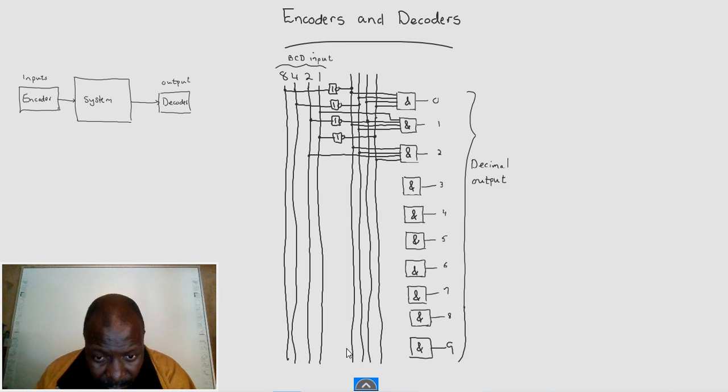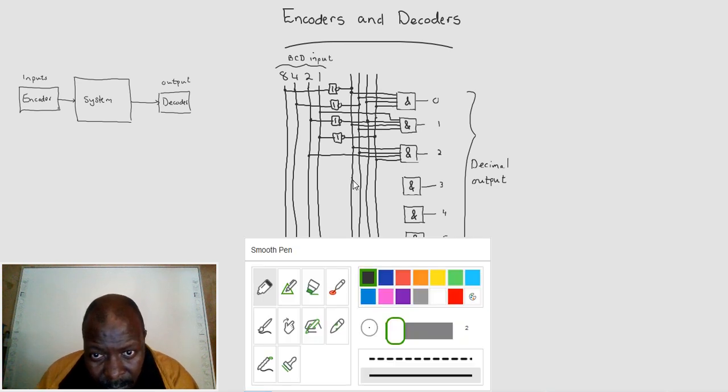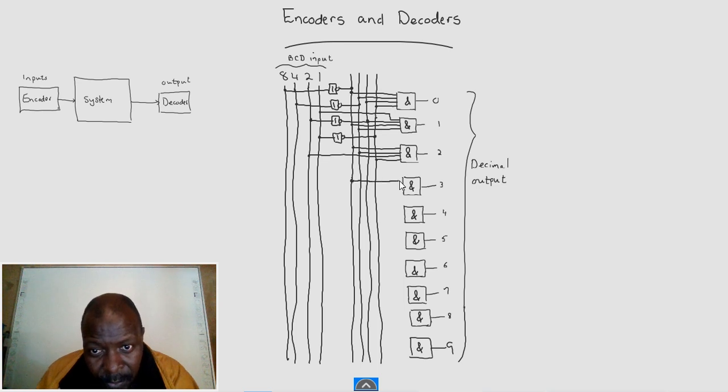Alright, so now 3 would obviously be 2 and 1. The others will be inverted. So the 8, I said 4, that's an 8, is inverted. 4, remember I put them in the same order. There. So this is 8, 4, 2, 1. So 8 and 4 are inverted, but the 2 and the 1 are direct. So at 0, 0, 1, 1, the 1s go through, but the 0s are inverted to 1, so this gate can be happy.